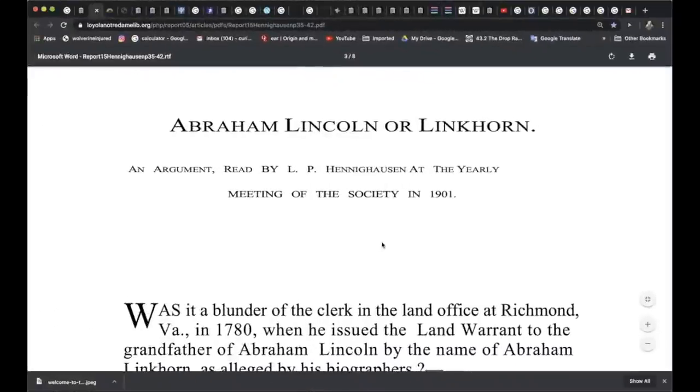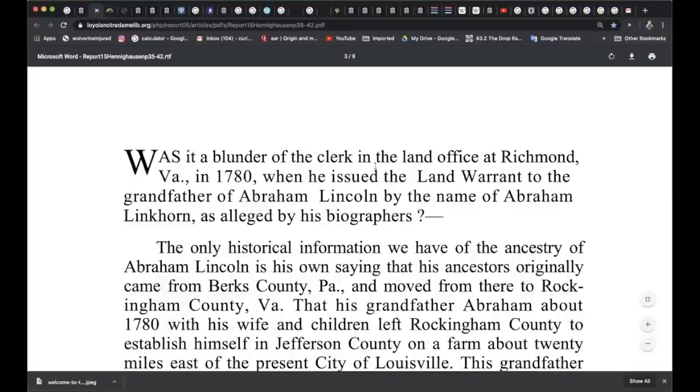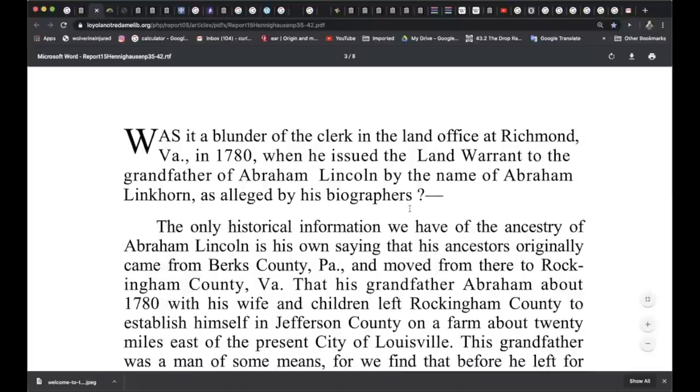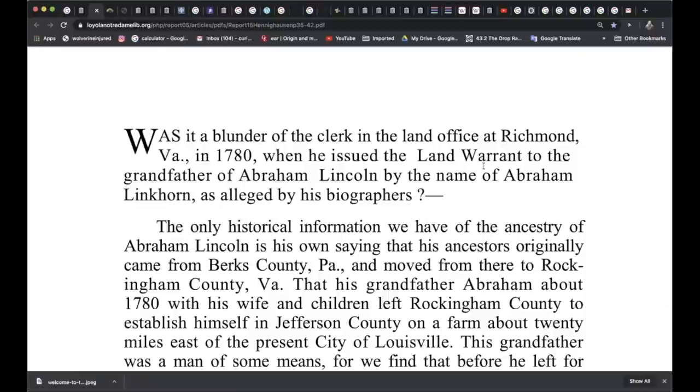And it says here, Abraham Lincoln or Linkhorn, all right? It says, this is an argument read by L.P. Henninghausen at the yearly meeting of the society in 1901. It says, was it a blunder of the clerk in the land office of Richmond, Virginia in 1780 when he issued the land warrant to the grandfather of Abraham Lincoln by the name of Abraham Linkhorn, as alleged by his biographers? All right, so what this person is talking about is that Abraham's grandfather is referred to in old documents not as Lincoln with the C-O-L-N, but Linkhorn, as you see here. And they wrote it off in history, saying, well, that was blunders by the clerics and all these people who didn't know how to spell or whatever.